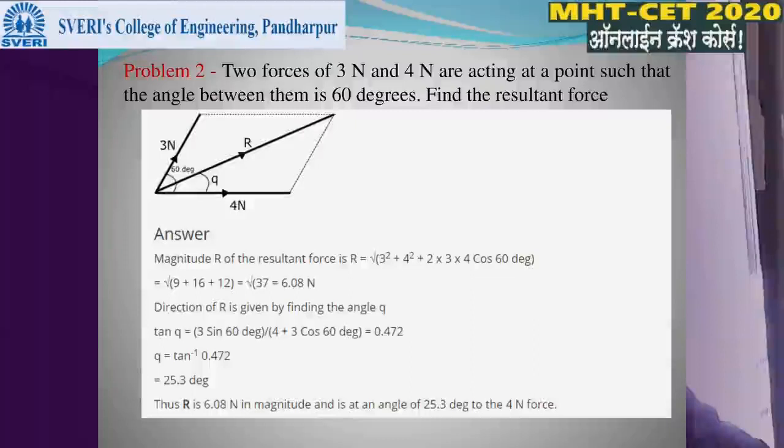Then tan Q is equal to 3 sin 60 divided by 4 plus 3 cos 60. If we solve this, then what we get? We get 0.472. So value of Q is equal to tan inverse 0.472. Again, if we solve this, then Q is equal to 25.3 degree. Thus, R is 6.08 Newton in magnitude and is at an angle of 25.3 degree to the 4 Newton force.